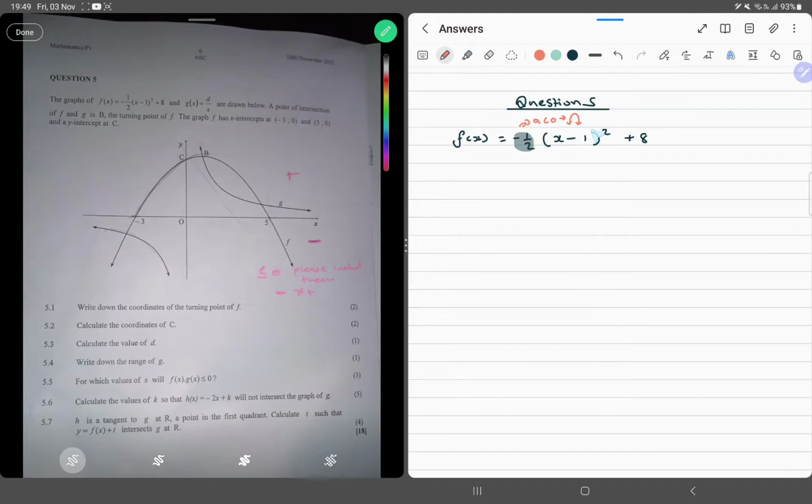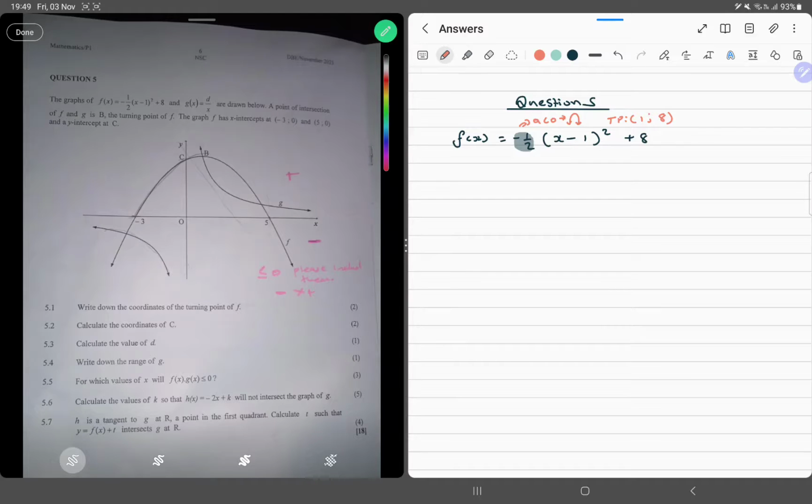And then from this, we know that the turning point is going to have the opposite sign of what is inside the square. It's 1, and that constant, so that's 8. Okay, great. So these are the things we can gather from this function. So let's read on.